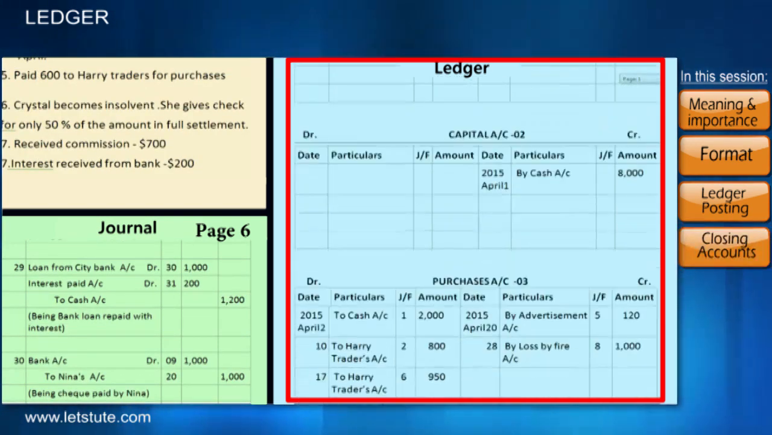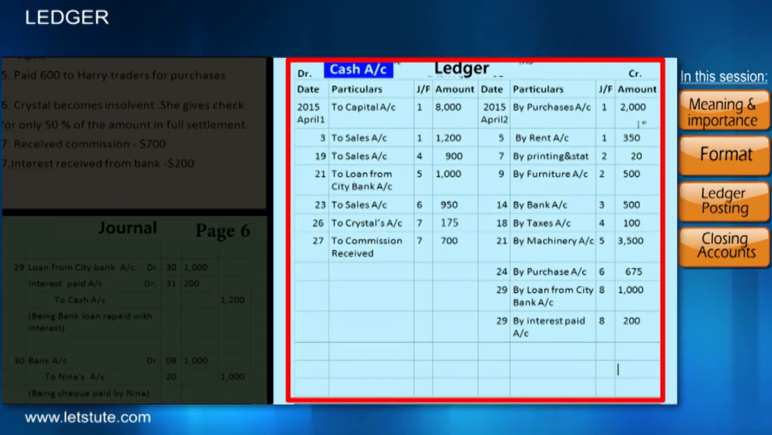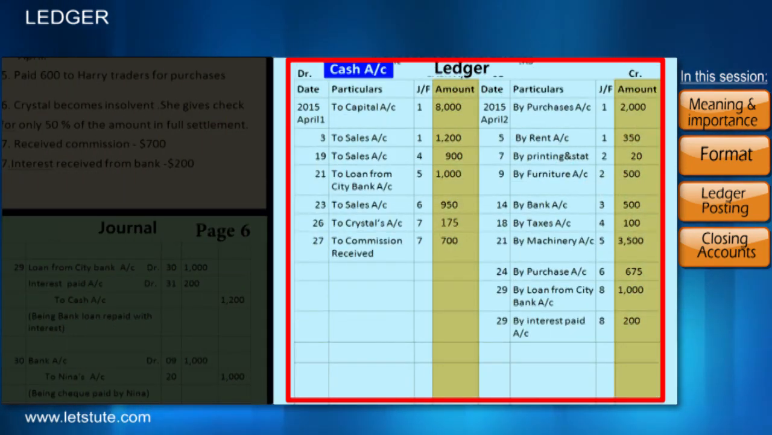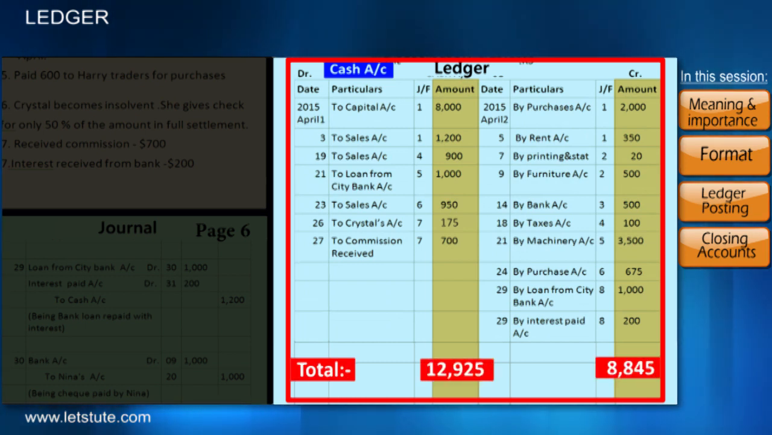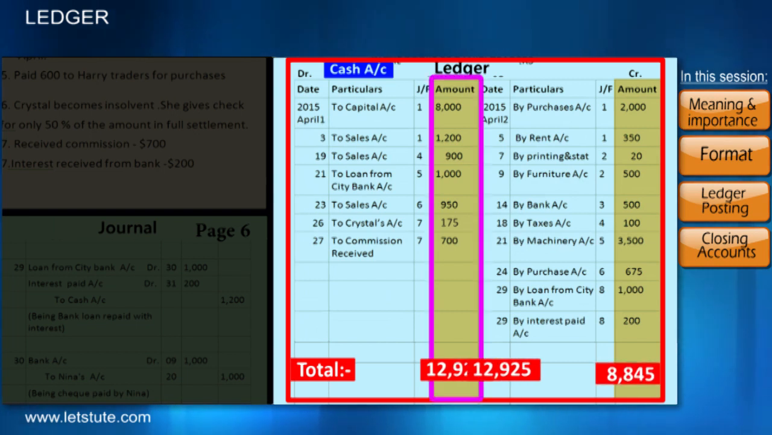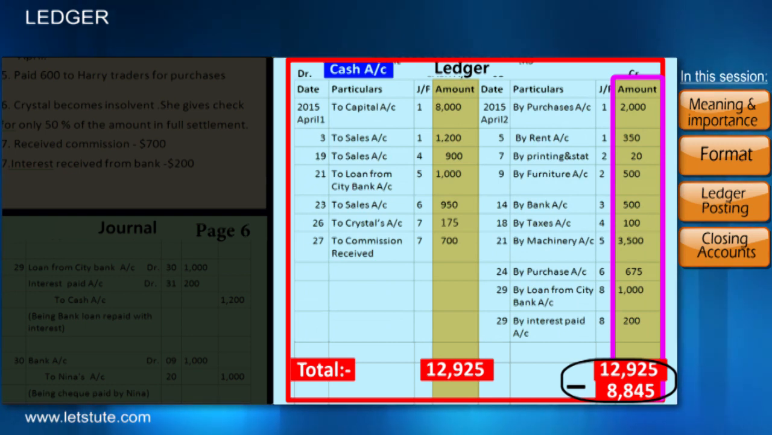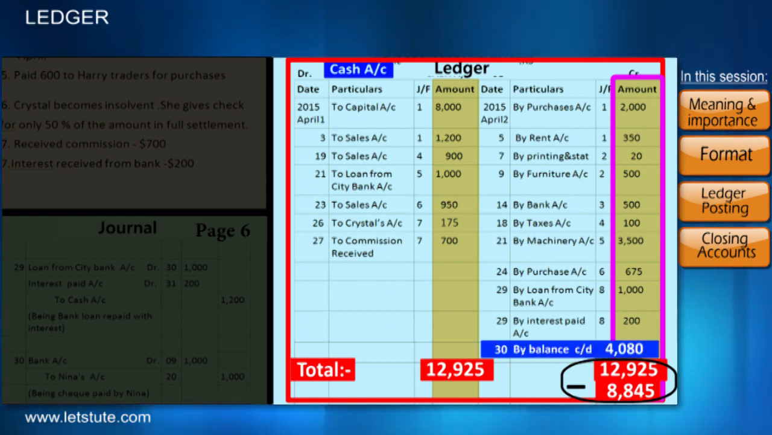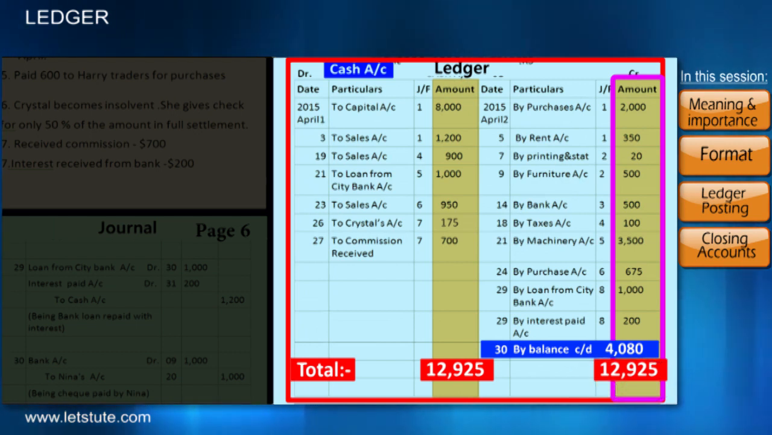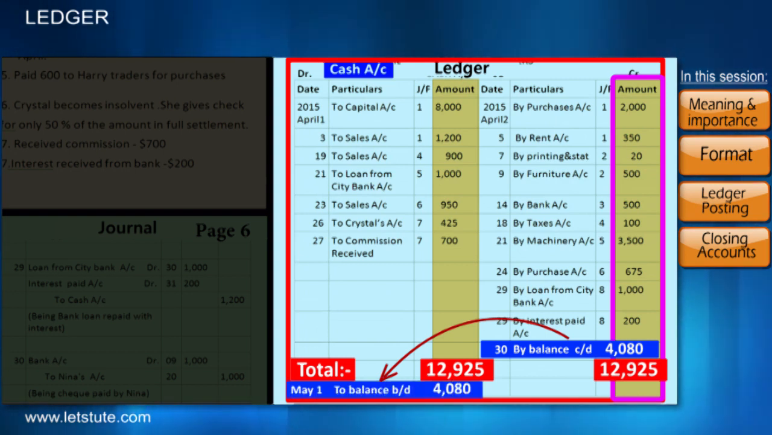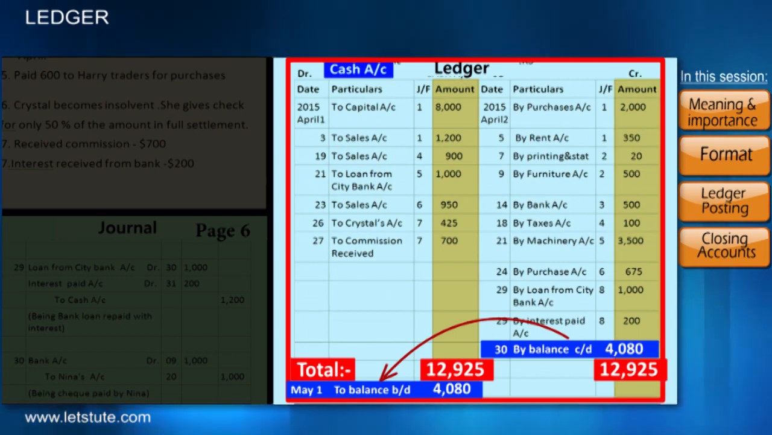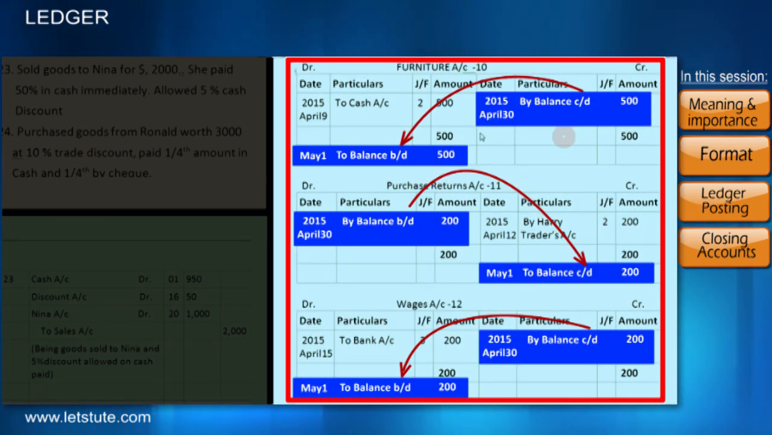We shall now see how to close each account. We start to total on both sides. Let's write the amounts temporarily. The heavier side is written on total side, and the difference on the other side is written as balance carried down. In the next accounting period, this amount will then be the opening balance of that particular account. And it comes on the other side as balance brought down. These are some examples.